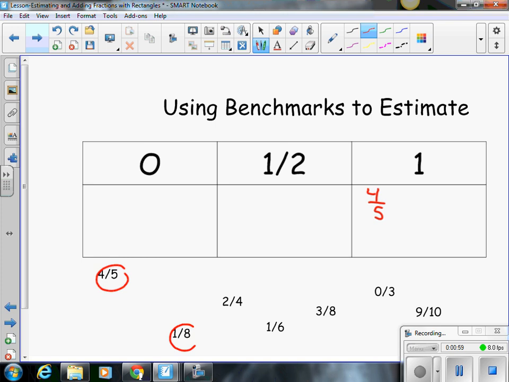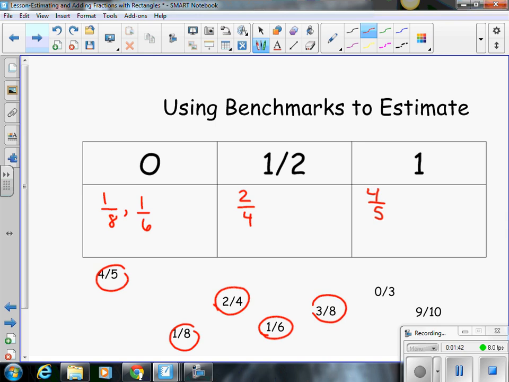Let's look at 1/8. 1/8 is a really small fraction. That's really close to 0/8. So that would go by 0, or under 0. Okay. 2/4, well, I know that 2 is exactly half of 4, so that would be equal to 1/2. So I'm going to put it in the 1/2 column. 1/6, again, this is a pretty small fraction. It's only 1 out of 6, so that's going to be close to 0. I'm going to put it in the 0 column.